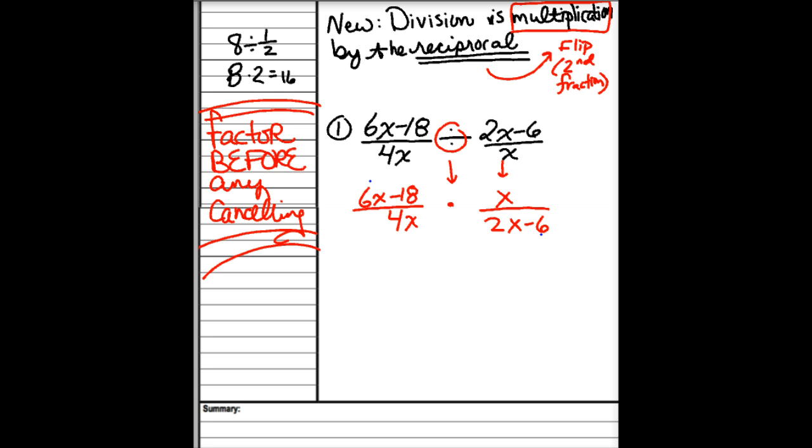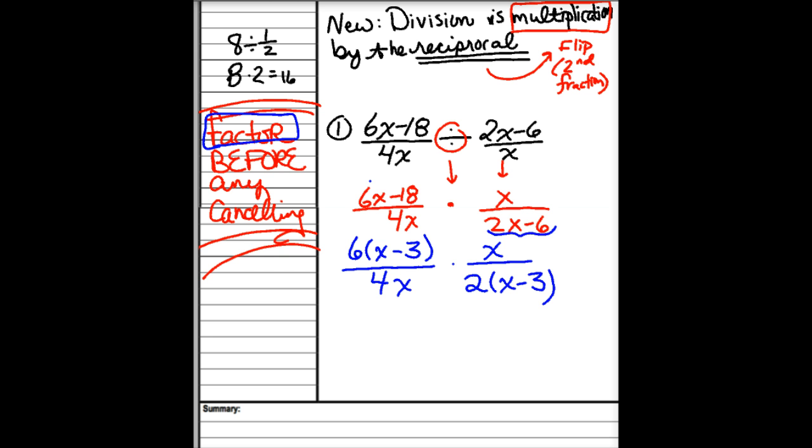So I go to the top and I notice I can divide a 6 out of both terms. The bottom left and the top right are as good as they get. When I go down here, I notice that they're both even, and I can divide a 2 out of both terms. Now, and only now that I've factored, can I go cancel common factors.